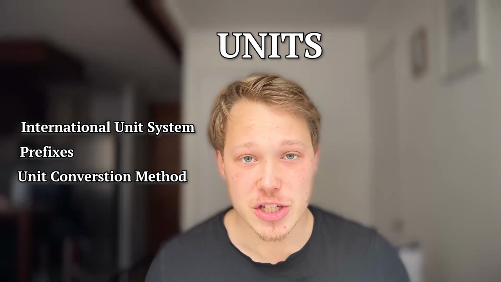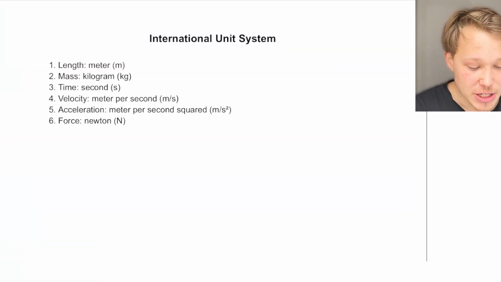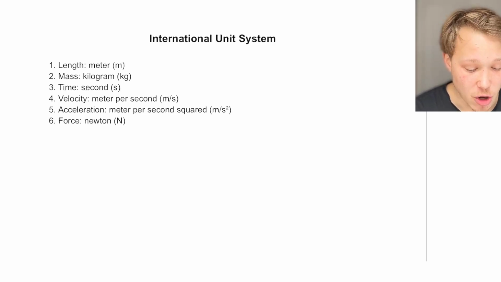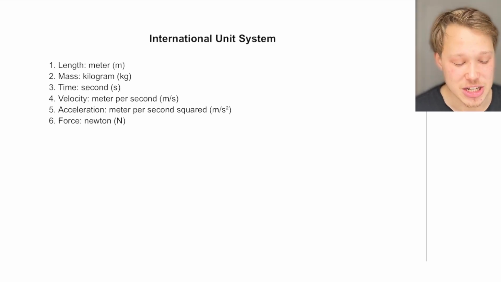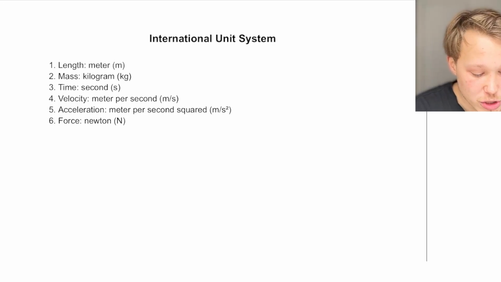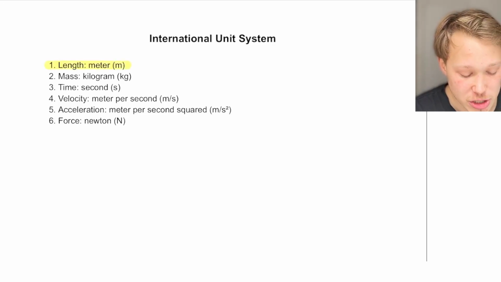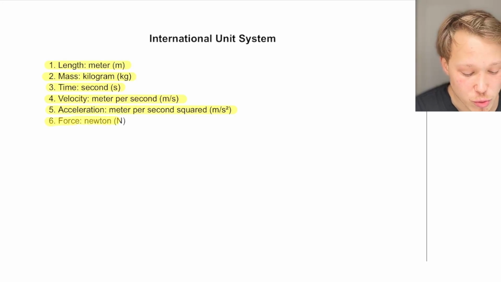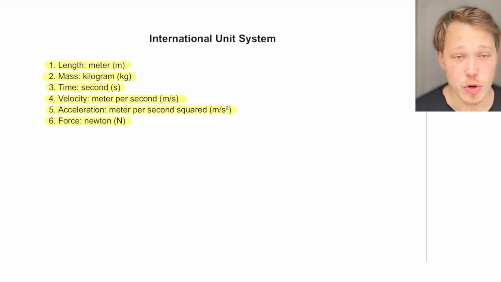So let's firstly start with our standard units, right? So in physics, we use the International Unit System. So all our units have to agree with each other. So the whole world and the scientific community essentially decided that for length, we will use meters as standard unit. For mass, we will use kilograms. For time, we will use seconds. For velocity, we'll use meters per second. Acceleration is meters per second squared. And force will have units of newtons.